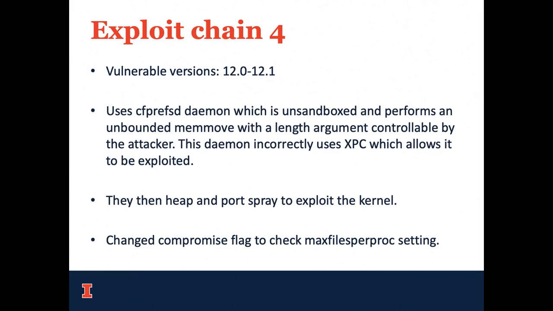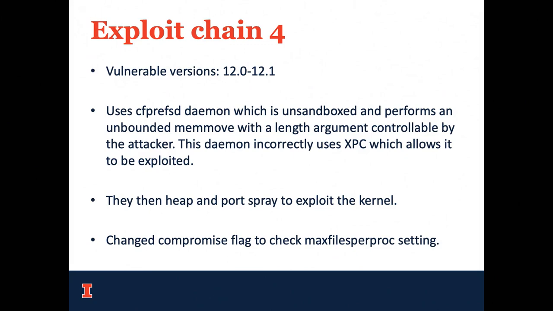Exploit chain 4 used a different daemon that wasn't sandboxed in the first place, cfprefsd. It also performed an unbounded memory move with an argument of a length that the attacker can control, which it should be self-evident why that's an unwise thing. It was only valid for a relatively short period of time between 12.0 and 12.1. That daemon also uses XPC, which allows it to be exploited because it doesn't use that service correctly. And for whatever reason, that wasn't corrected either.